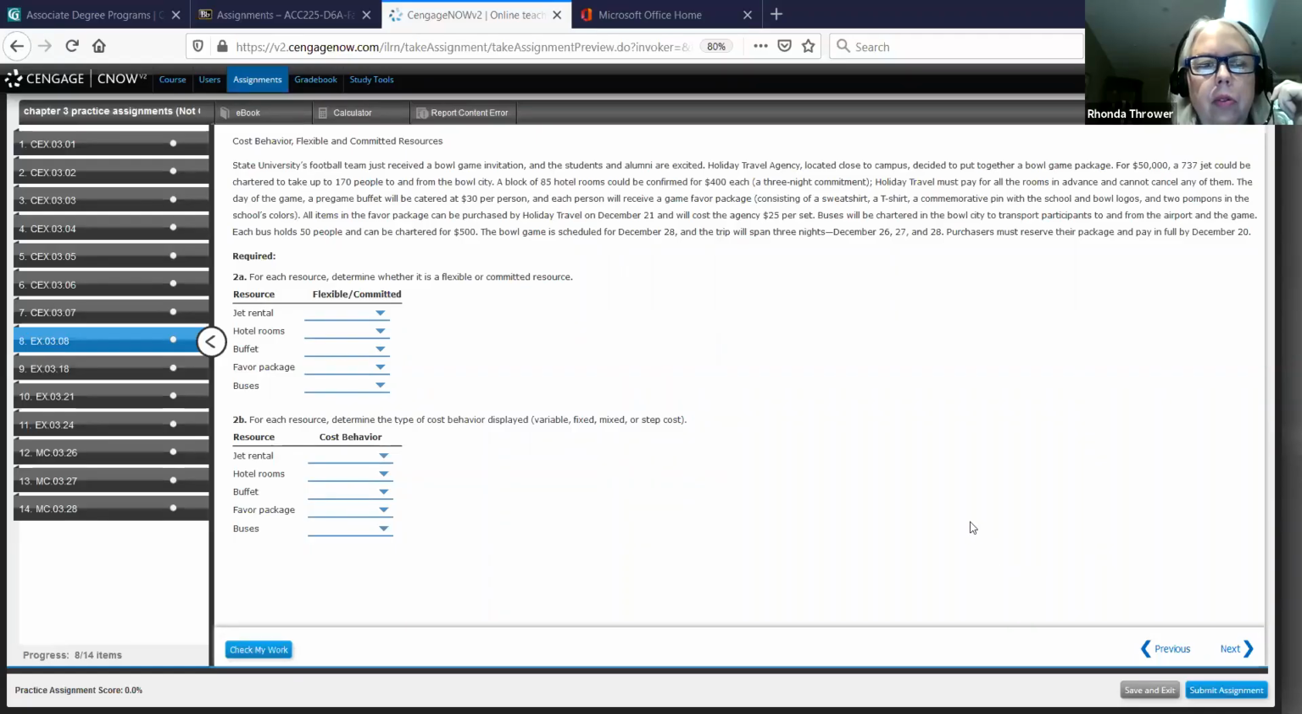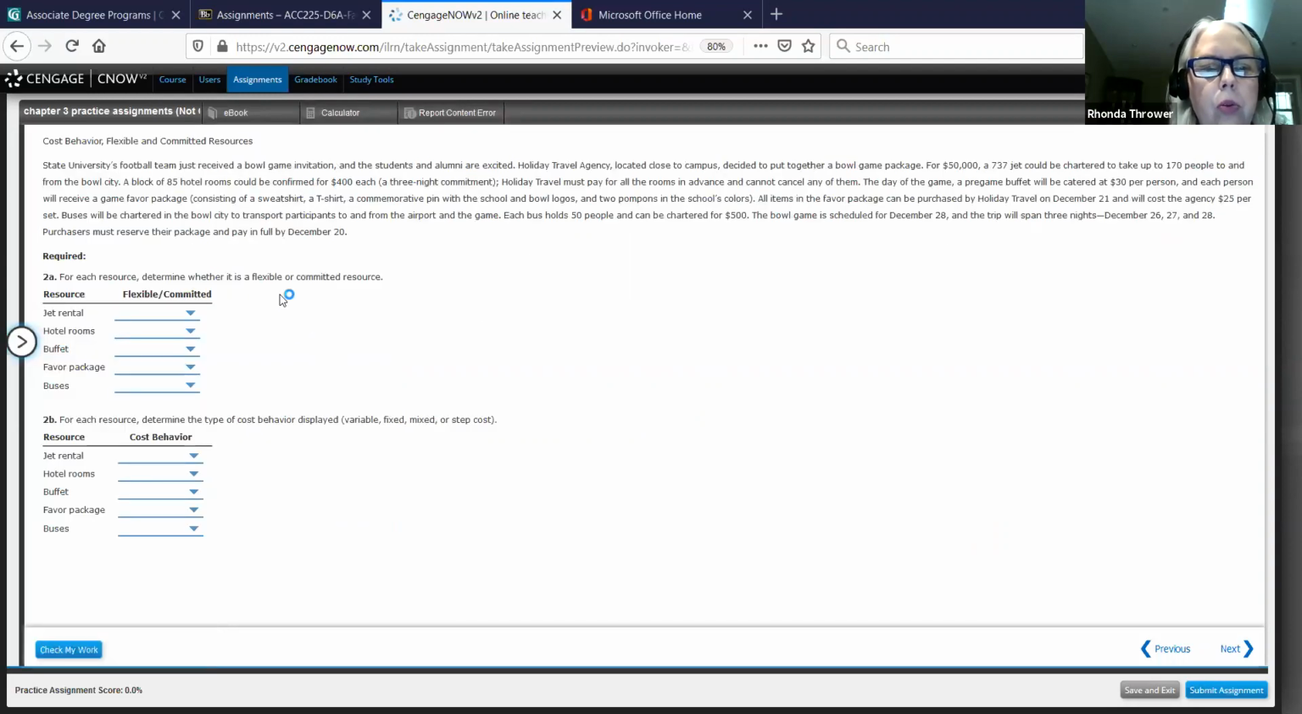Okay, we should be able to see this now. So let me move my screen out of the way so I can see what I'm doing. We're looking at exercise 3-08 for Cornerstone. And it's just asking you to determine what is a flexible or what is a committed resource. And we need to talk about that for just a second.